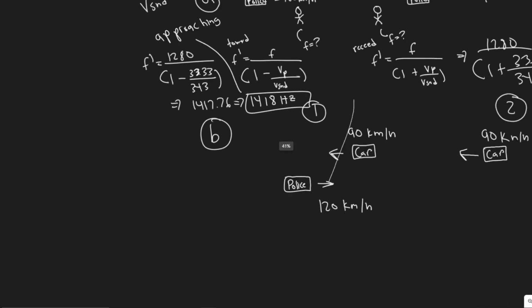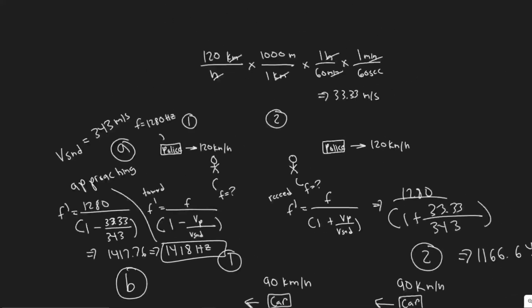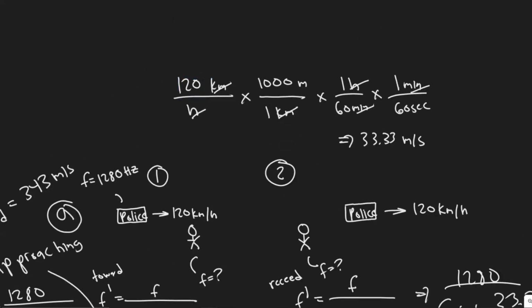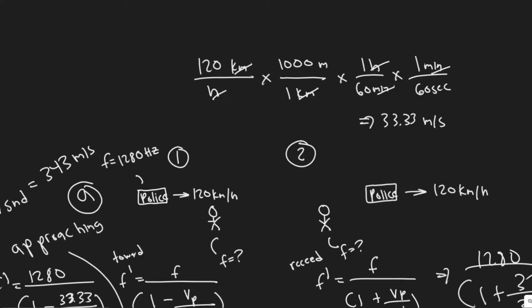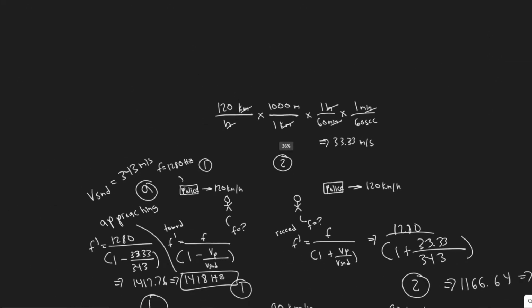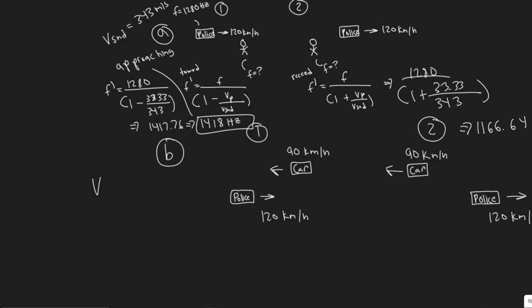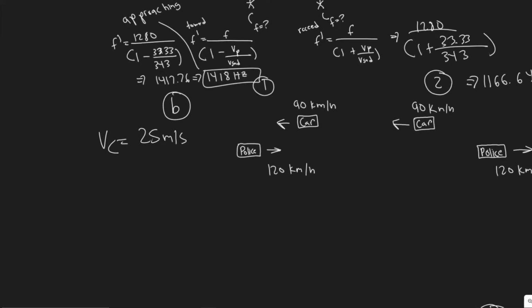Just replace this number with 90, and we'll figure out what we get, because it's the same thing. So 90 times 1,000 divided by 60 divided by 60. So 25 meters per second. I'll write that. We'll call it VC for the velocity of the car, 25 meters per second.